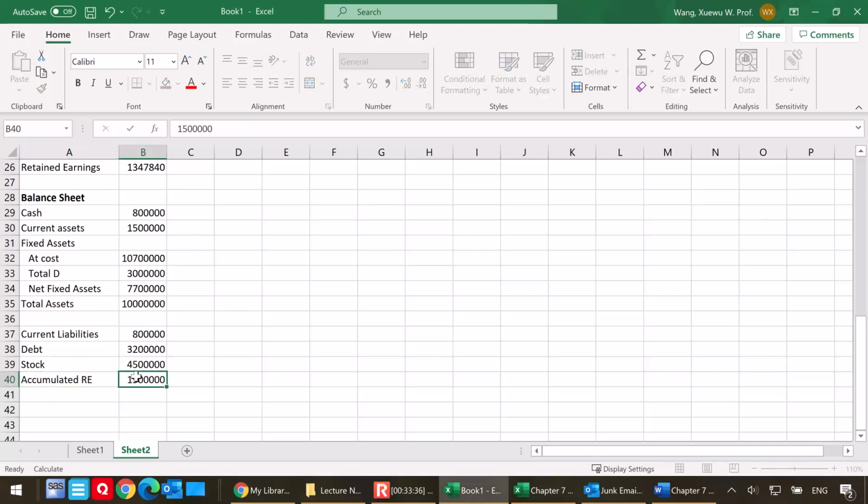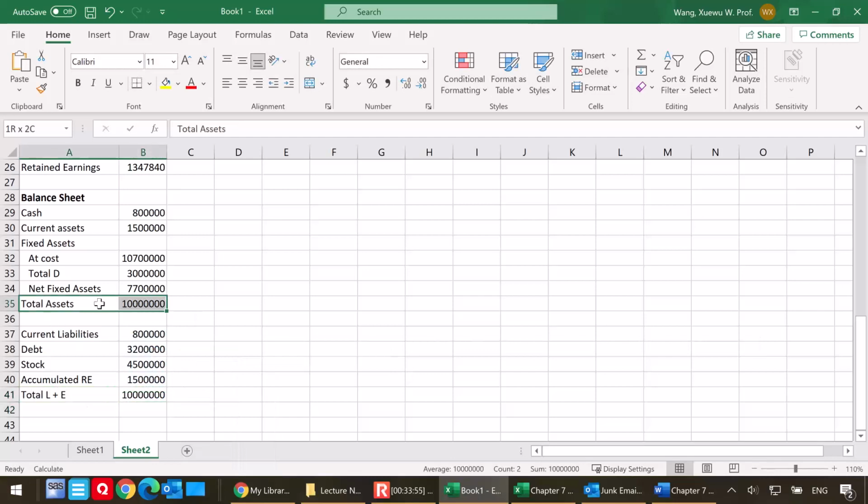All right, so now I can collect them. That's going to be the total liability plus shareholders' equity. So that's going to be the summation of these items here. And yes, they add up to 10 million. So the balance sheet is balanced. I'm going to put this in bold here, and this in bold here as well.